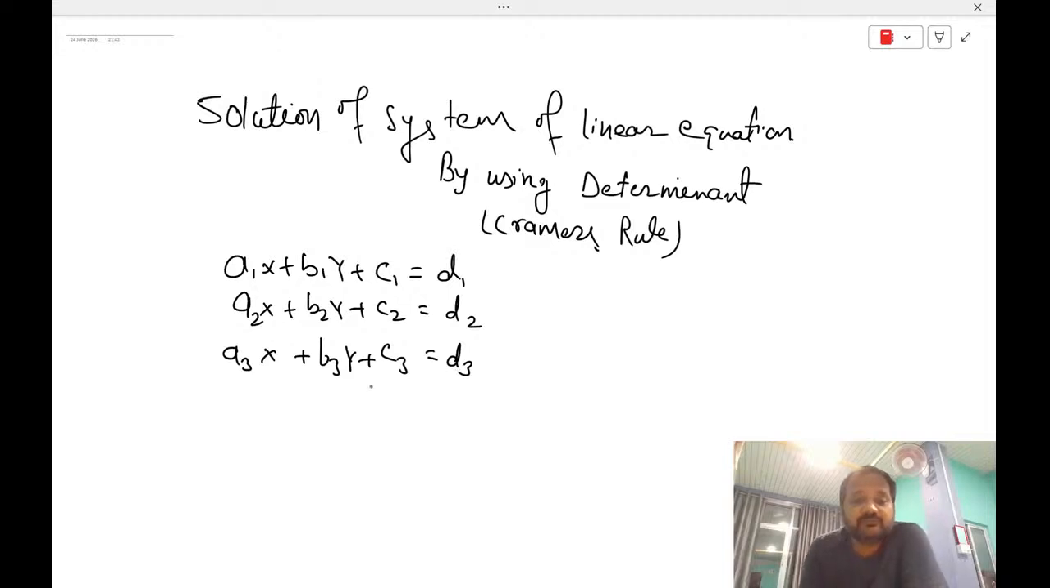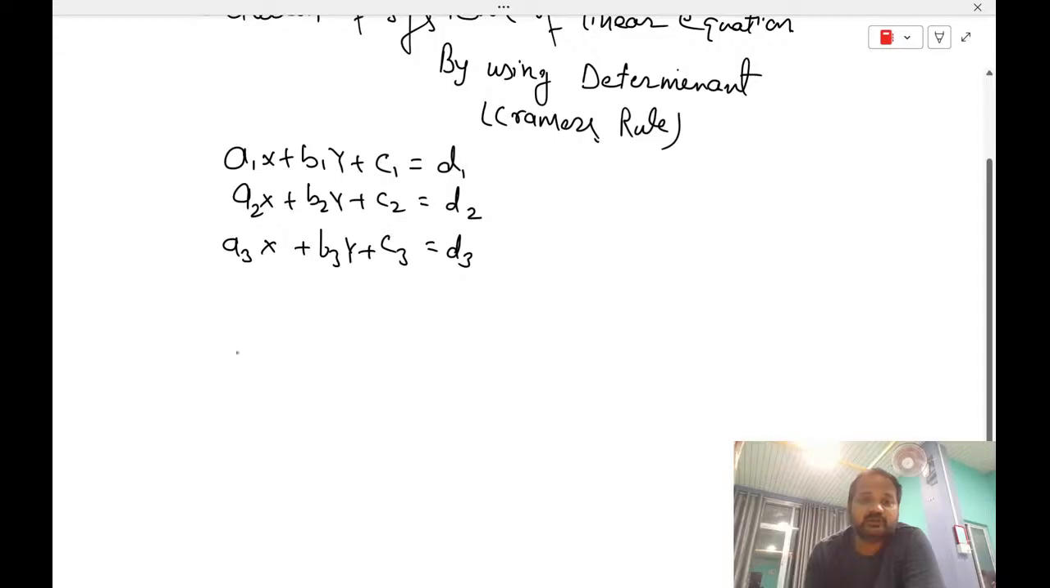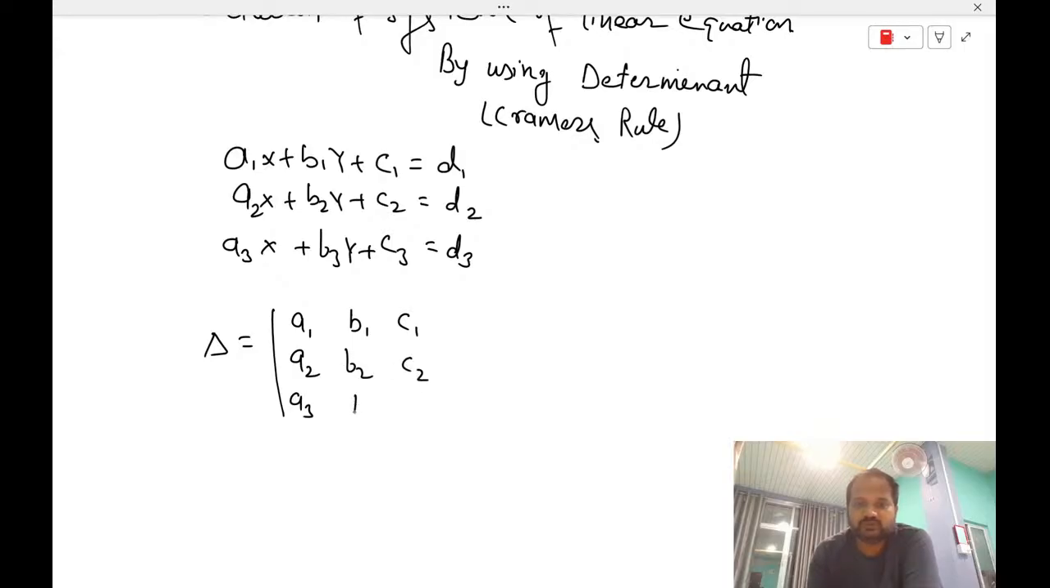So everything is fine. So these values can be written in determinant form. Let us assume this is called delta. The coefficients of x, y, z we are writing in the form of a determinant, which is represented by delta. So the coefficients are a1, b1, c1, a2, b2, c2, a3, b3, and c3.